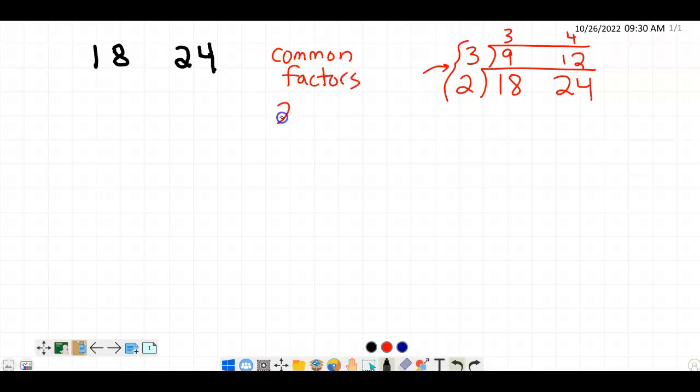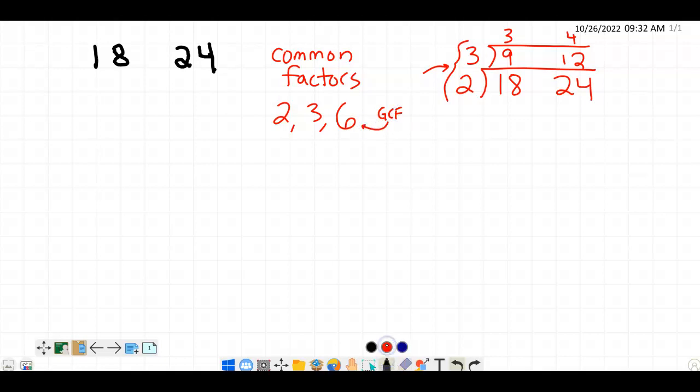Here's our list. 2, I see a 3, and I also see a 6, because, of course, we can multiply common factors to get other common factors. So 2 times 3 is 6. That's going to be our GCF right there. So I'll label that GCF. Our greatest common factor is 6.